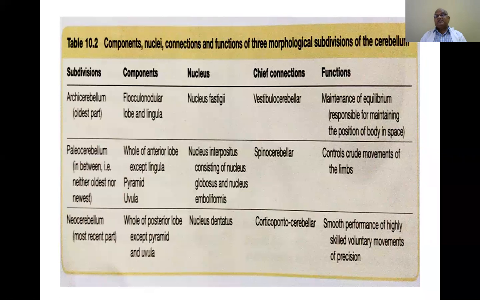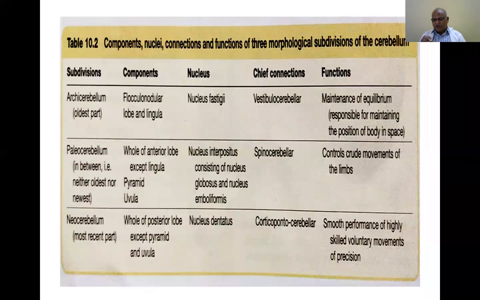The peripheral part of the cerebellum is the gray matter. Gray matter is composed of neurons. White matter is composed of fibers. That is a usual phenomenon everywhere in the central nervous system. Nuclei are nothing but collections of neurons within the central nervous system. Ganglia are collections of neurons outside the central nervous system.